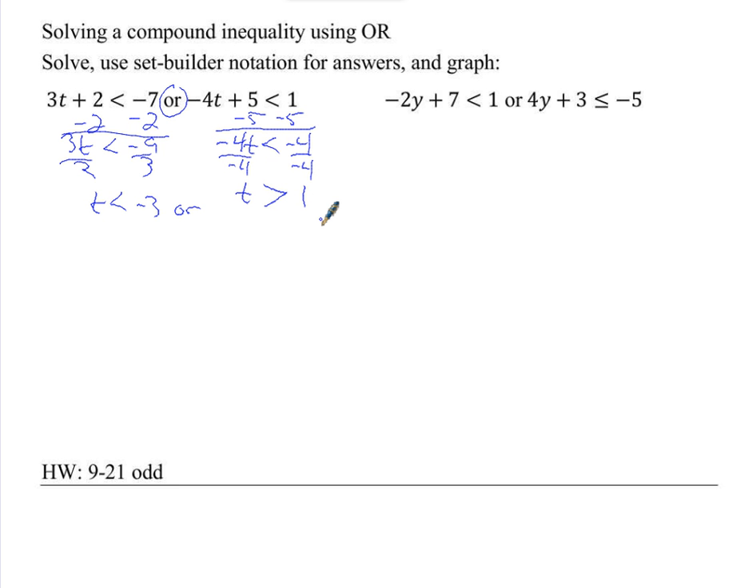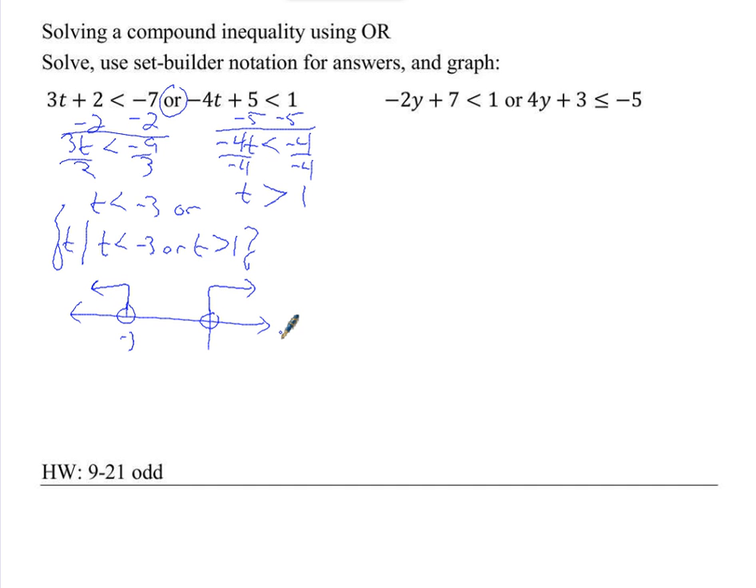We can put that in set builder notation. t such that t is less than negative 3 or t is greater than 1. There's my set builder notation. And then I draw my number line. I got my -3 here, I got my 1 here. They're both open. Less than -3 goes to the left, greater than 1 goes to the right, and that does look like an OR statement.